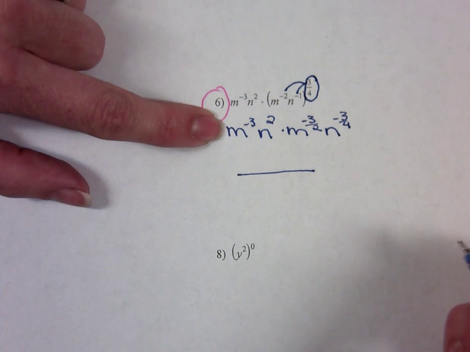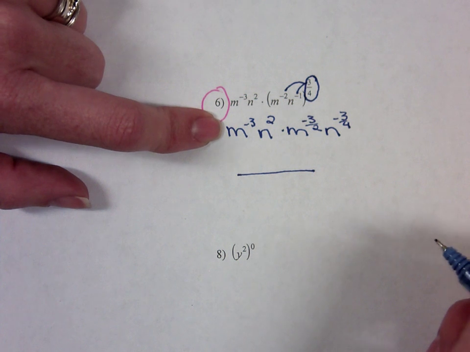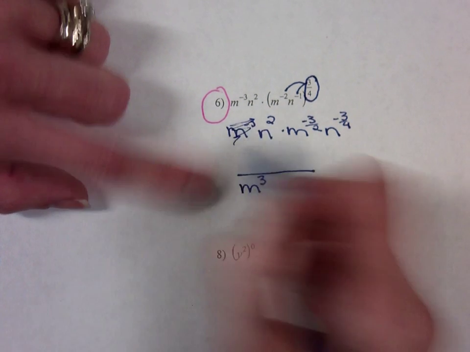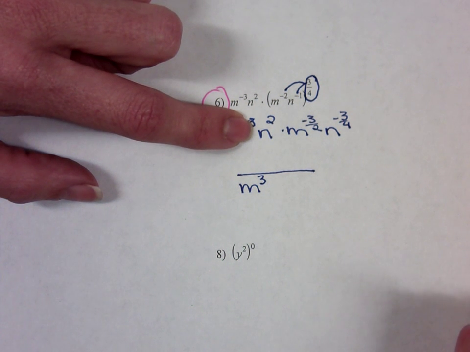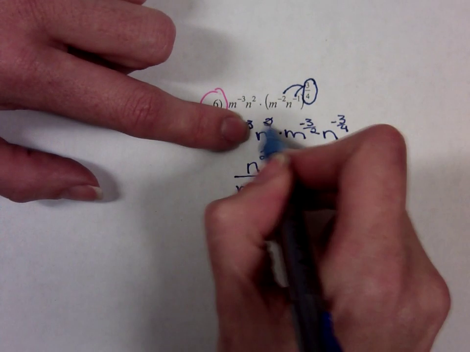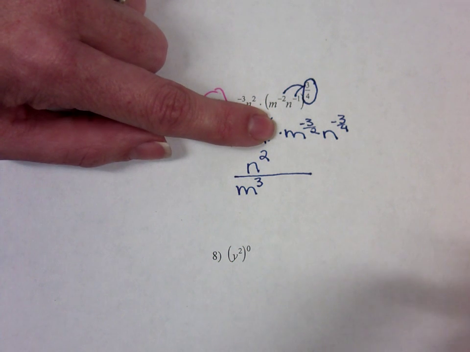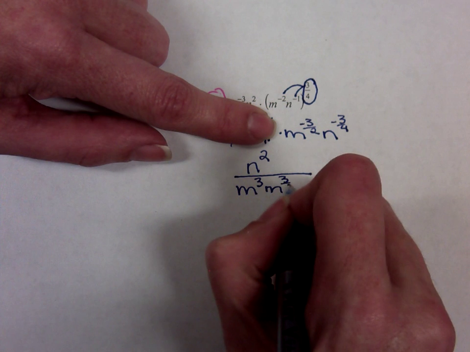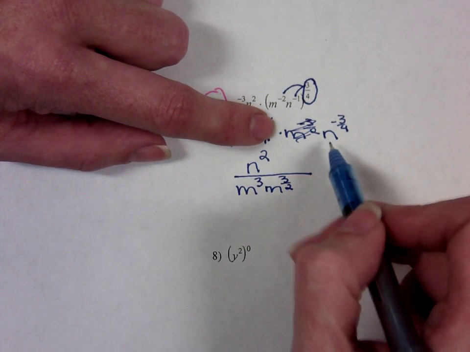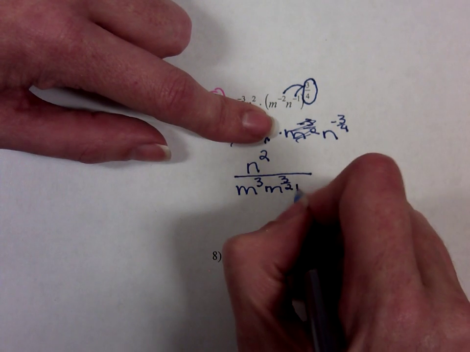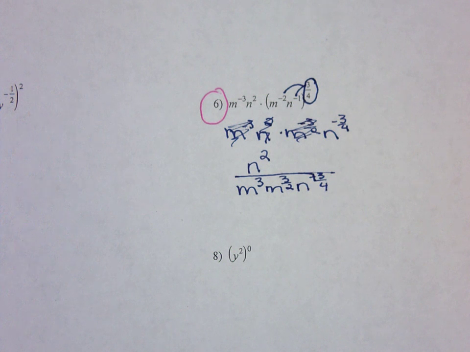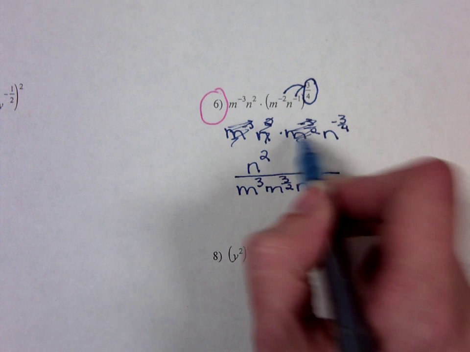So this first m to the -3, where is it going to go? In the denominator. And that makes it positive. The n squared, where's that going to go? It's going to stay right where it is in the numerator. M to the -3/2, where's that going to go? Denominator, down in the bottom. M to the 3/2. And what about that n to the -3/4? Also in the denominator, in the 3/4. Moving it makes it positive. So we've got all of these down in the denominator because they were all negative in our problem.